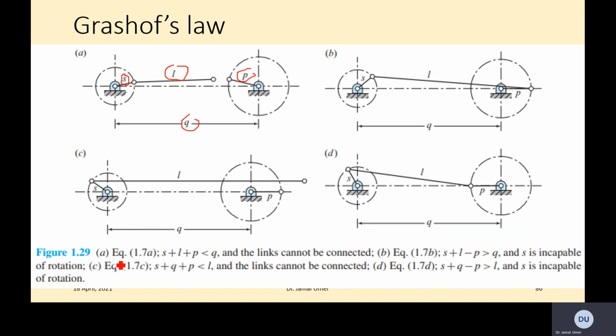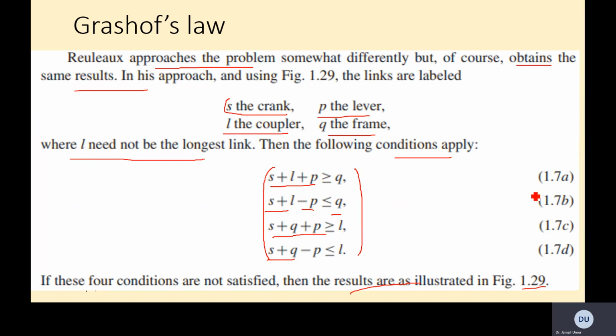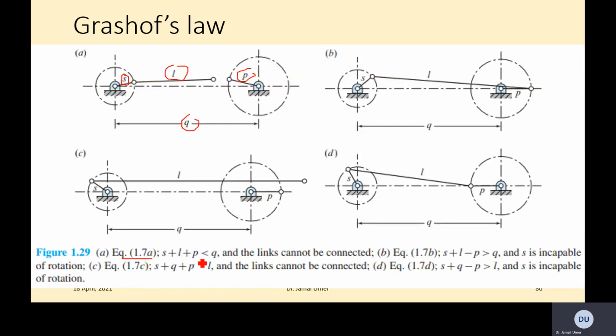One of the examples is 1.7a. This is the equation: S plus L plus P is less than Q. You see, Q is the frame, which is longest here. If you sum S plus L plus P, it is still less than Q. Q is the frame, and the links cannot be connected.